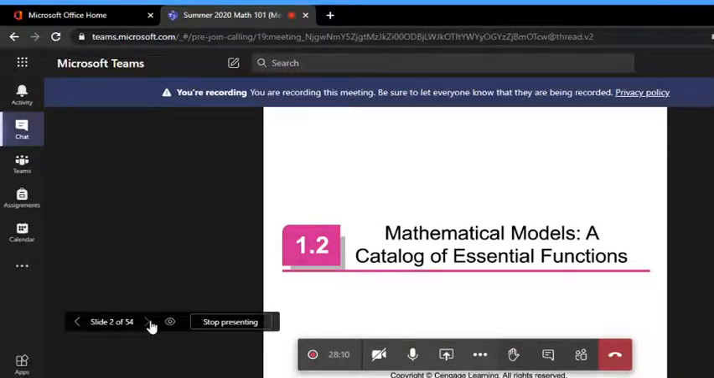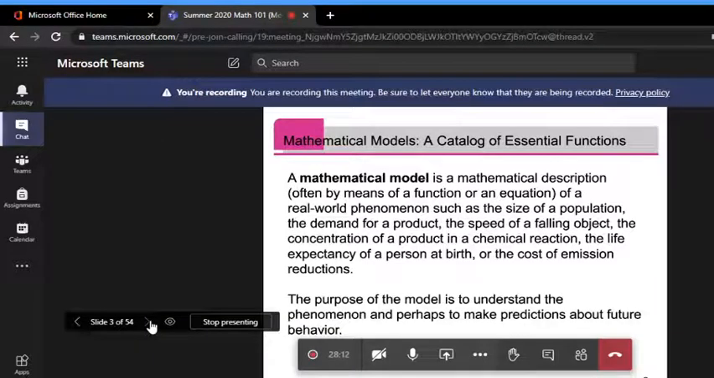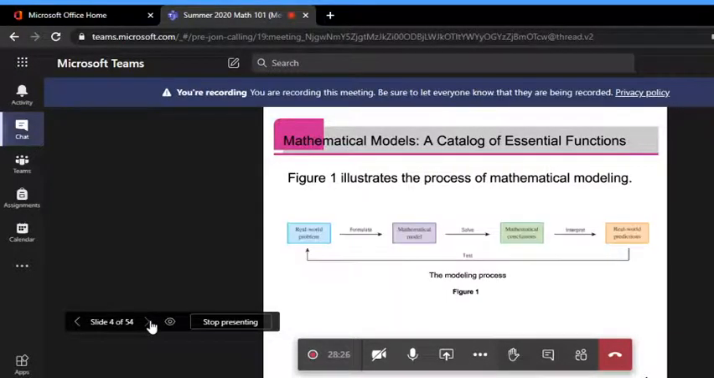Okay, mathematical modeling. This section is talking about special functions, essential functions, or maybe we should say popular functions. We are going to just briefly tell you about that. And here it talks about the modeling as well. What we do is, I'm going to talk about these essential functions, popular functions that are well known, and we use them to model real life problems.